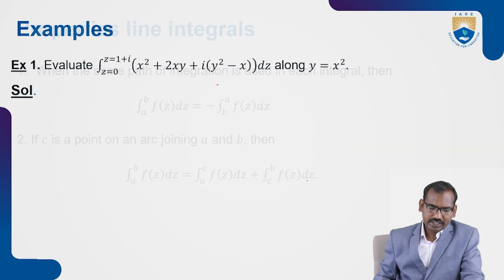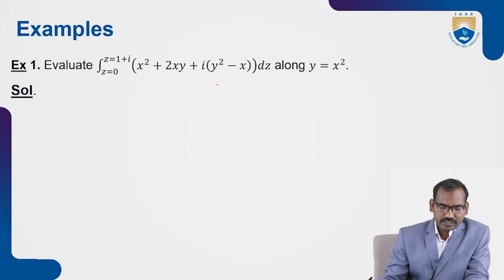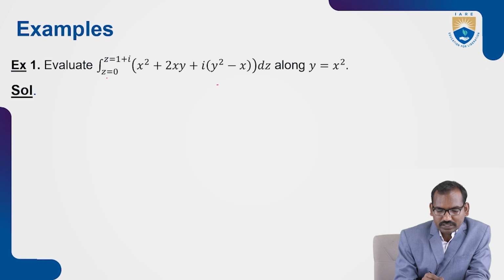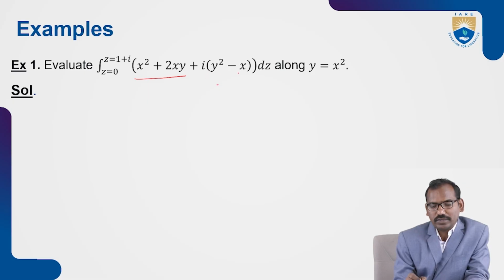Right. Next, we will do one problem here. Evaluate the integral. Here, the endpoints, from where to where we have to perform integration: z value 0 to z value 1 plus i. Here the integrand is given as x square plus 2xy plus i times y square minus x, dz. Along which path? y is equal to x square.